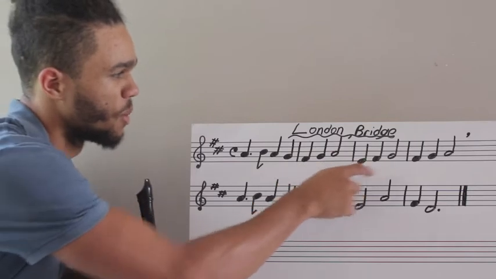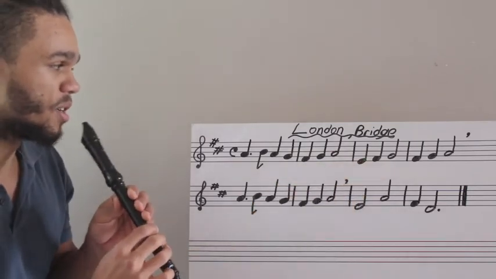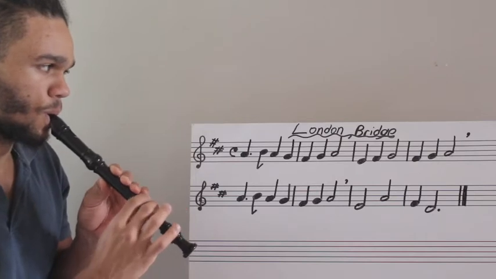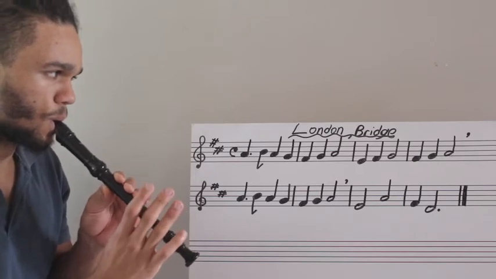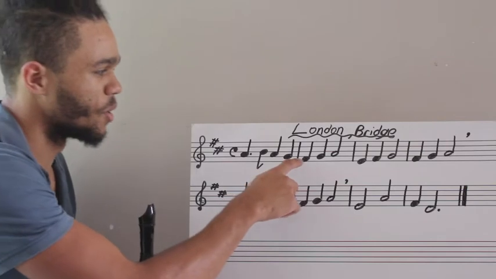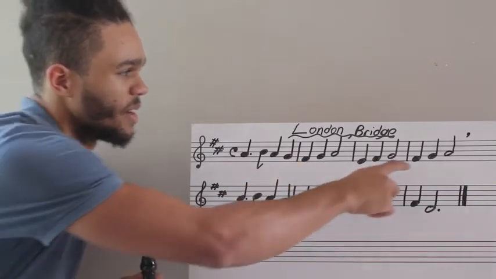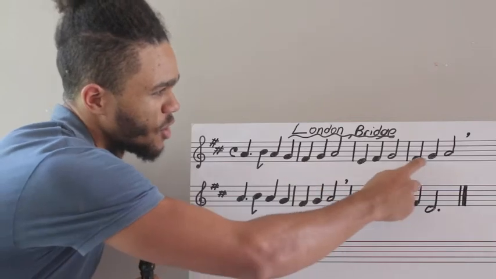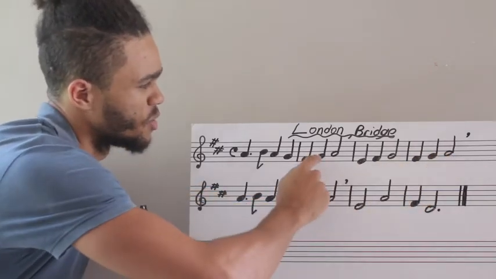Let's try bar number 2 and bar number 3. 3, go. All right, so there you go. Just remember it starts with an F sharp. Then bar number 4 is exactly the same as bar number 2, because we go again, F sharp, G, A, F sharp, G, A.